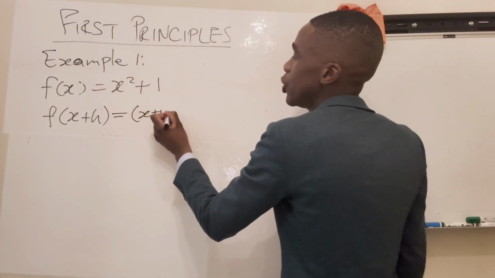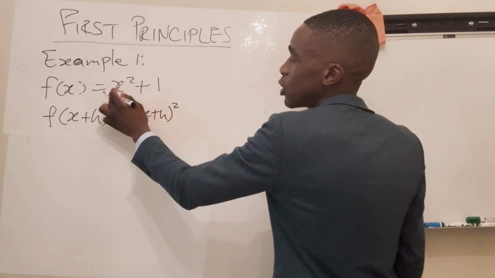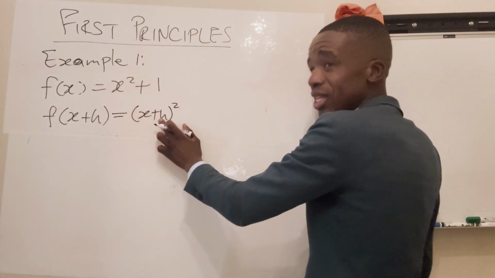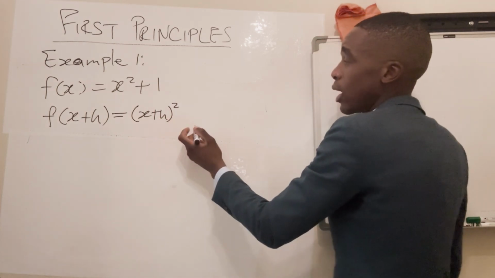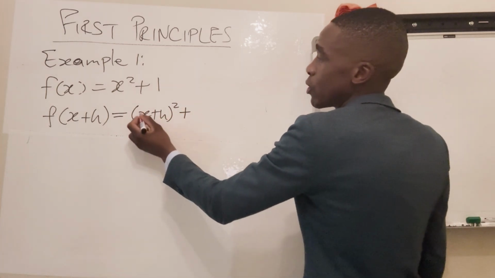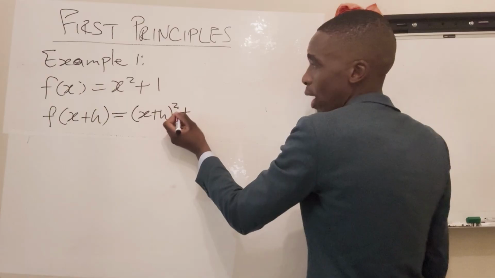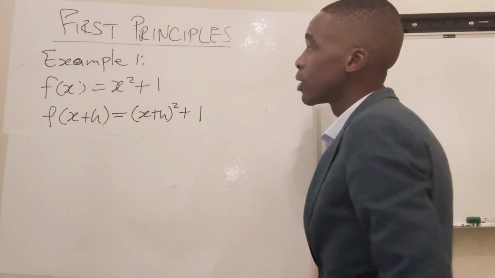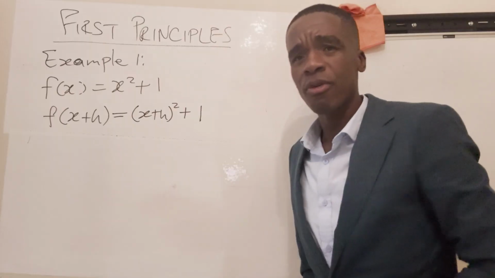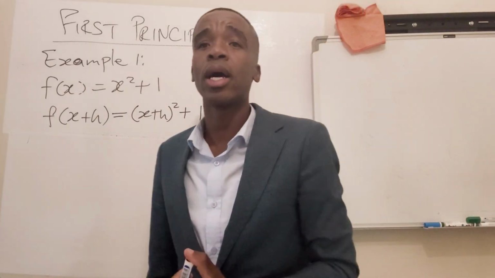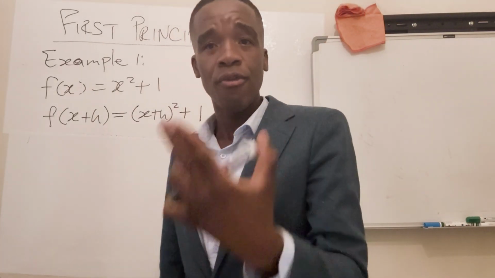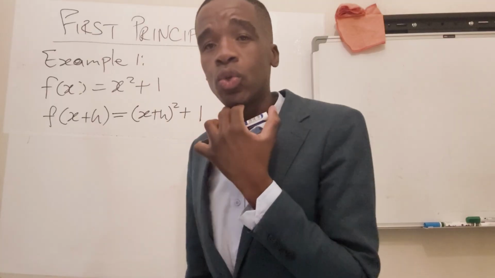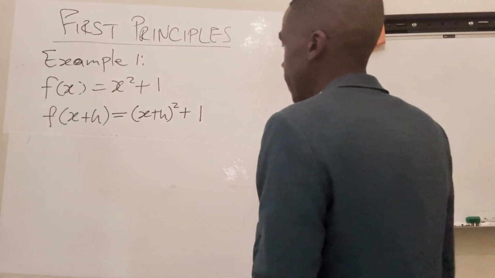x plus h all squared, because it was x squared. So wherever there was an x, now there's an x plus h. So x plus h squared now plus 1. That one must still be there. All I did is that, remember from first principles, the formula requires you to use f of x plus h, and it requires you to use f of x.